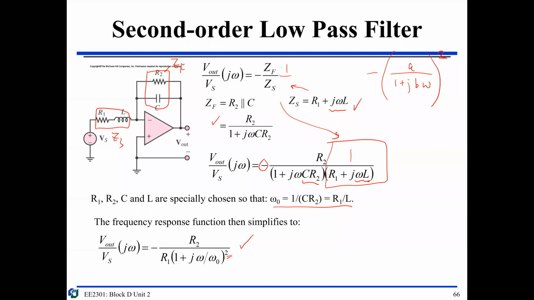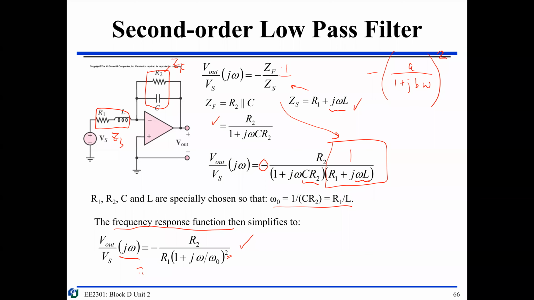So Vout over Vs of j omega, so it's called frequency dependent, okay? So it's a frequency response function, okay? So it's output divided by input. You may wonder, what does this mean, okay? Why write this one? I don't understand.